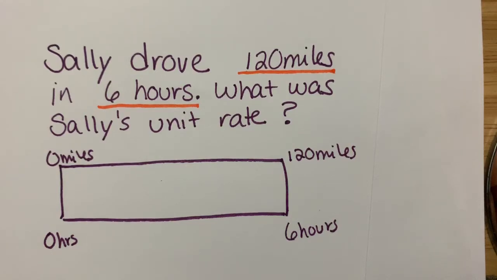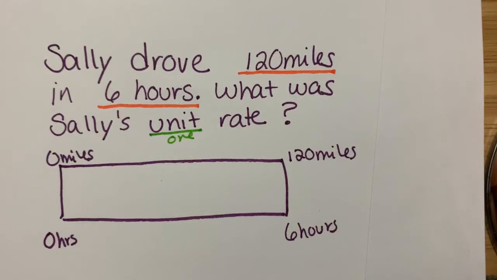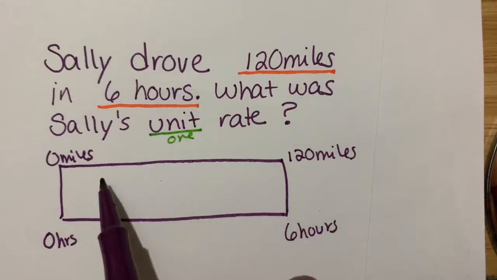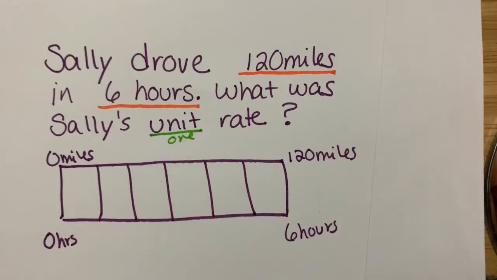So the difference between a rate and a unit rate: the rate would be 120 miles in 6 hours. But a unit rate, and the word unit represents 1, we want to know what was her rate each hour. So I know that it took 6 hours to drive 120 miles, so I'm going to split my bar into 6 pieces. Okay? And this would represent 1 hour each.